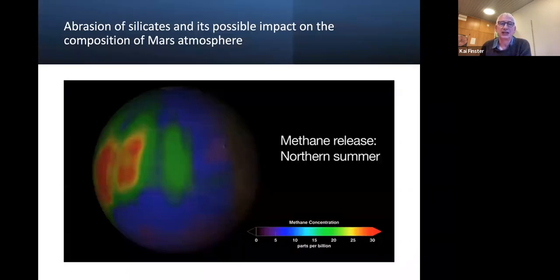So the next part is abrasion of silicates and the composition of the Martian atmosphere. And this was stimulated by the observation of methane in the Martian atmosphere. This happened for the first time about 20 years ago. And you can also see here that Martian methane is not distributed evenly. You have hotspots, the red parts with high methane concentrations, and the blue parts with low methane concentrations. And this is interesting because it tells you that there is a release of methane. It's not just there, but it has a source, and it may even have a sink at these sites where there are lower methane concentrations.